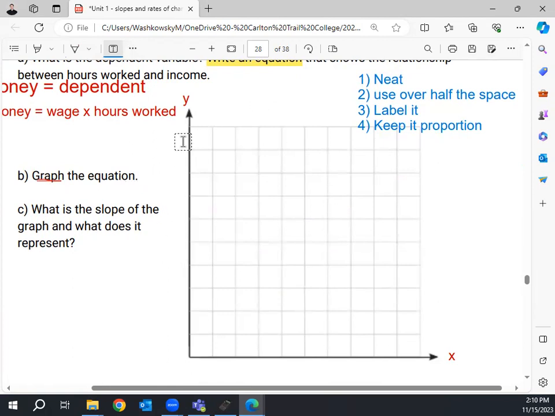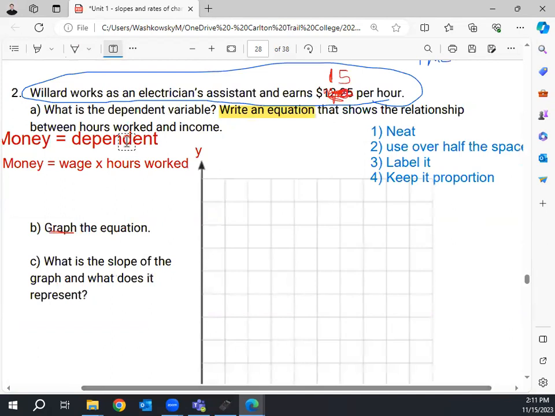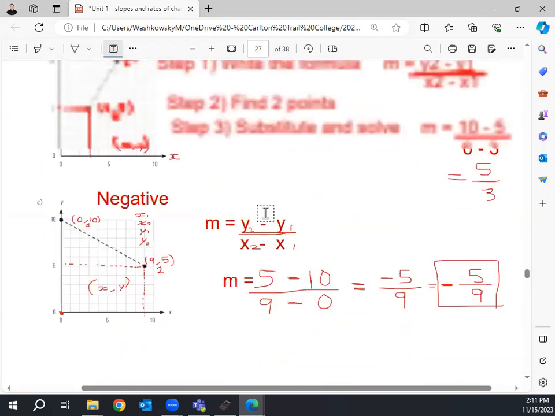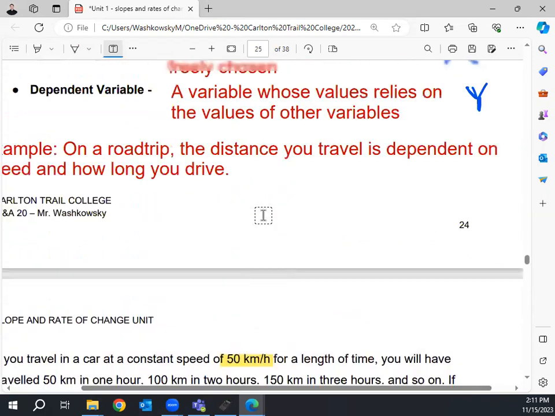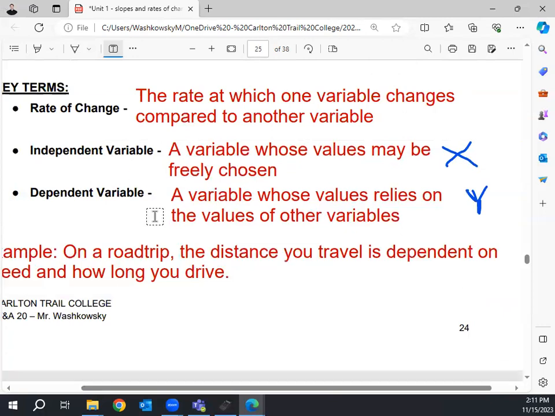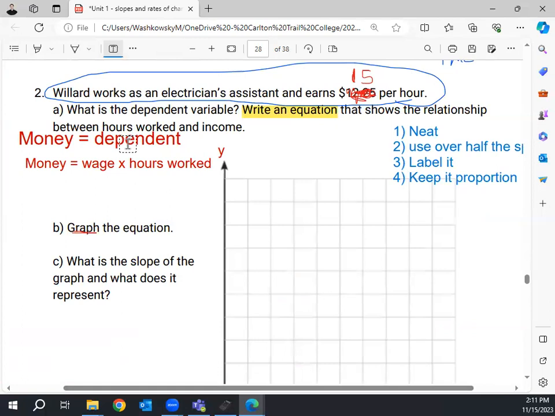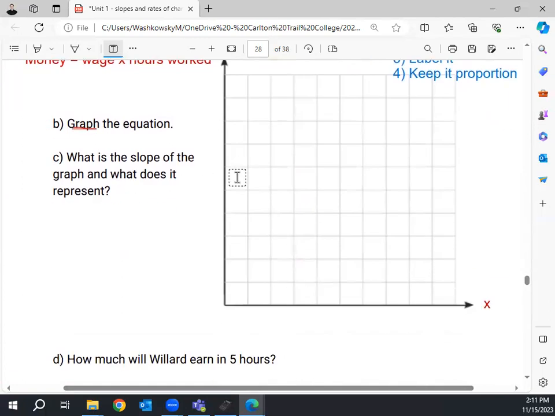I need to put something here. Now, I've already established what my dependent variable is. Now, if we remember, I'm just going to scroll up for a second. My dependent and independent variables always go certain places. My dependent variable always goes on the y-axis. My independent always goes on the x-axis. So independent is x, dependent is y. I know what my dependent value is, money. So which one of these does it go to?